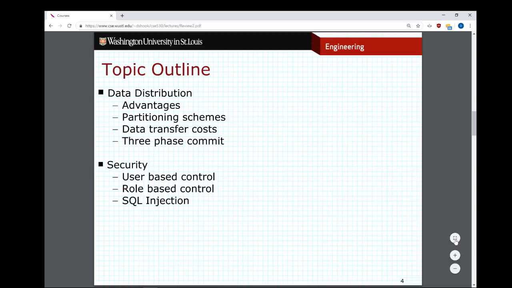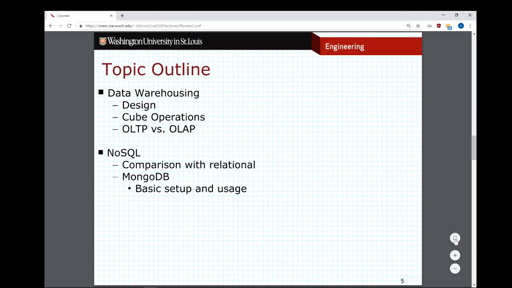And then we talked about this actually before. We talked about this actually earlier on in the semester as well, but we also went through another example of SQL injection on Tuesday as well. I think these are the last two topics. Yeah, these are the last two topics.